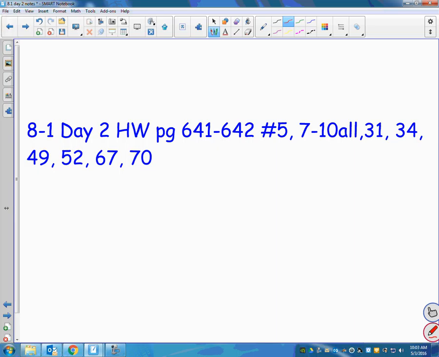If you have room on your graph paper from yesterday, you're welcome to use that. I have lots of just regular graph paper.